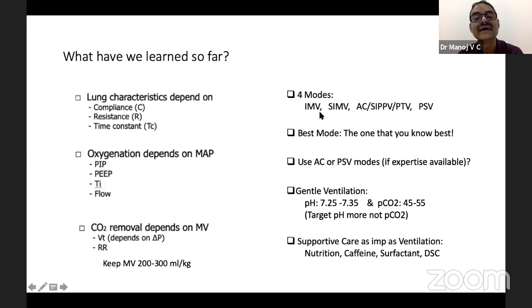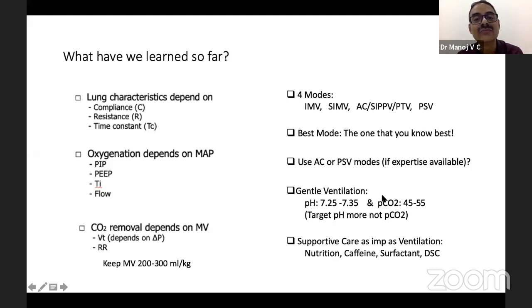We also learned that the four modes of ventilation in a neonate are IMV or CMV, then SIMV, then assist control, and the PSV. Assist control goes by the name of SIPPV, PTV, and so on in various ventilators. And we also said that the best mode is the one that you know best. That is the one you should use. However, if you have the expertise, probably the two modes that modern day neonatologists should be using are only assist control and PSV.